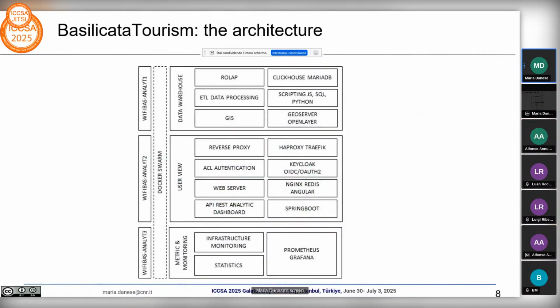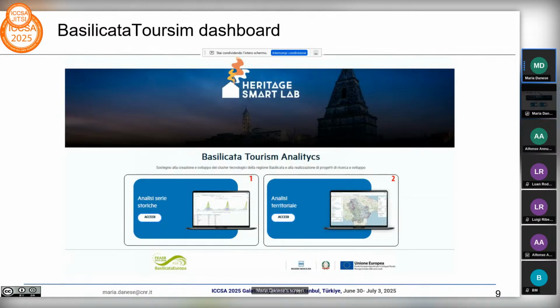This is the Basilicata tourism architecture, composed by different levels. You have 4 seconds to look at it. So I count 4, 3, 2, 1. Okay, in Basilicata, and let's go to the dashboard.